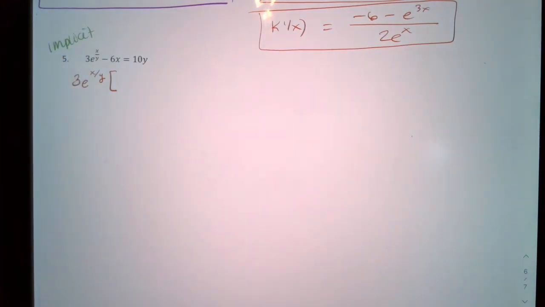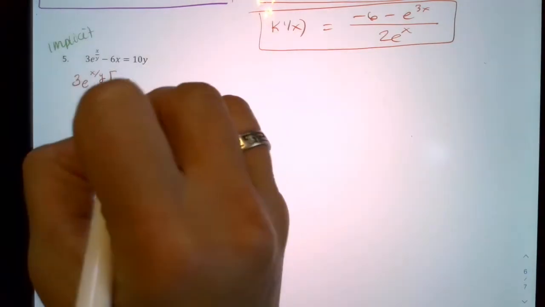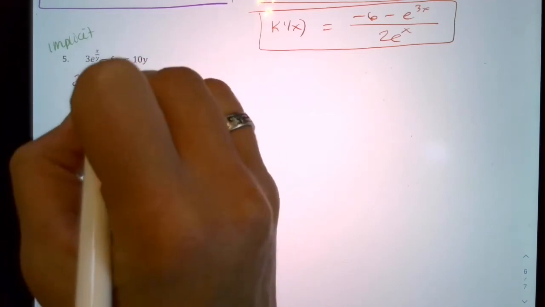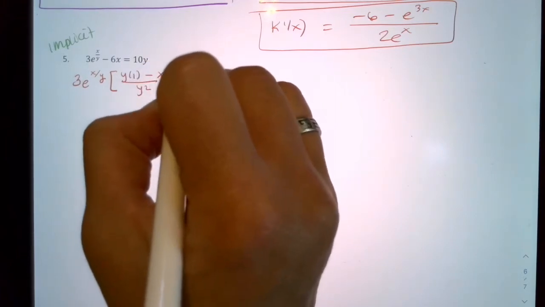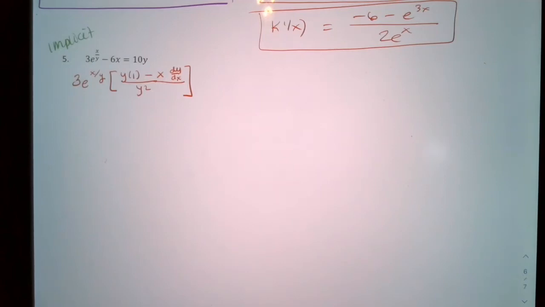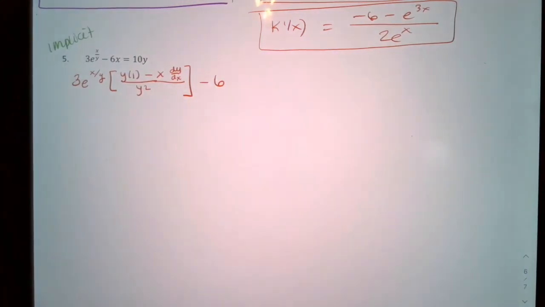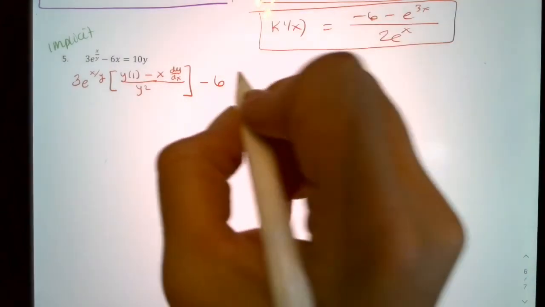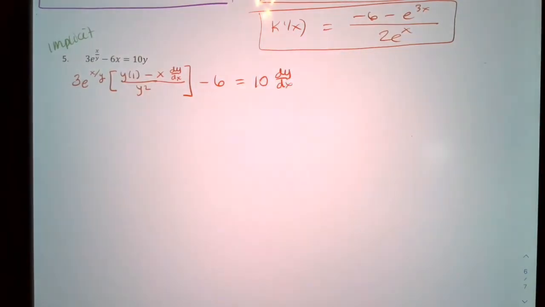Okay, so let's do it. Let's take the derivative of x over y. What would that look like? Well, it would be over y squared, and I would have bottom times the derivative of the top minus the top times the derivative of the bottom. That was me just chaining out the x over y. The derivative of negative 6x is just negative 6. And over here, the derivative of 10y is just 10 dy dx.